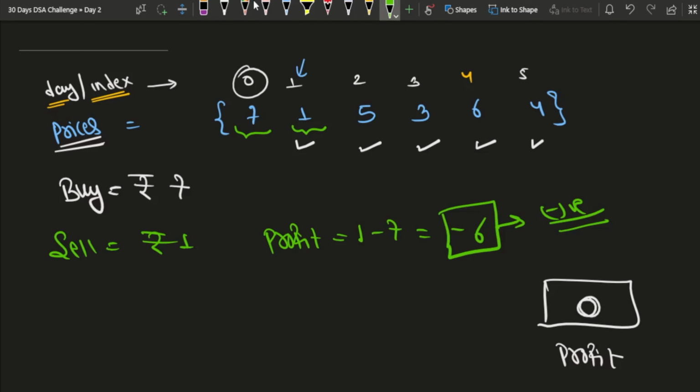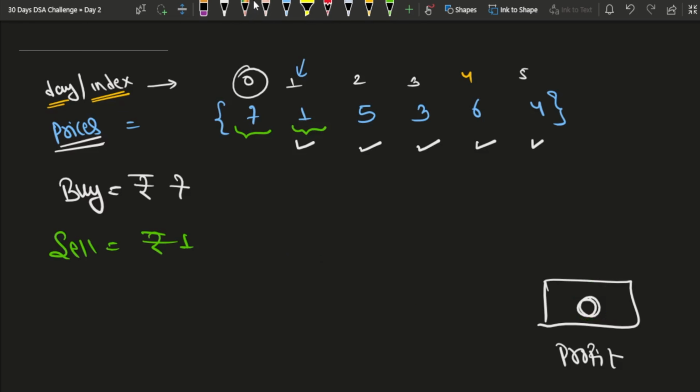Now what we'll do, we will compare this profit which we made. We made a profit of minus 6. Now we will compare this minus 6 with this 0. Is minus 6 greater than 0? You will say no, it is not greater. So then we will not do anything. We will not update this profit variable.